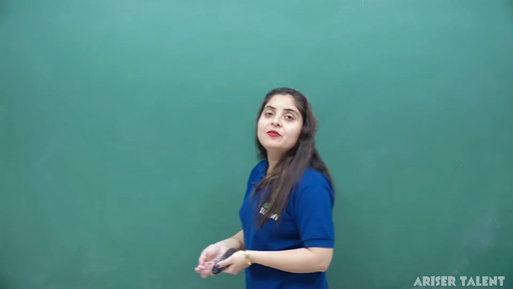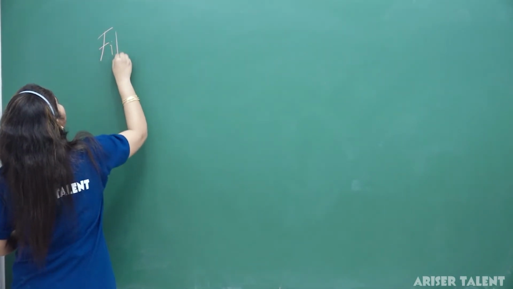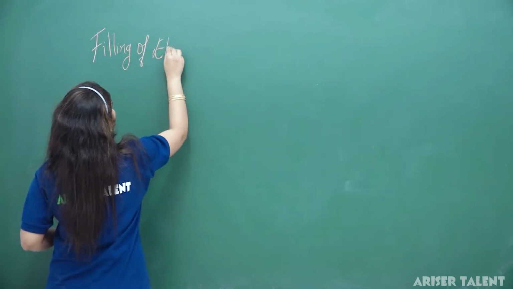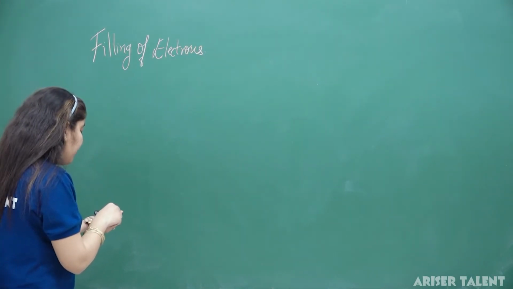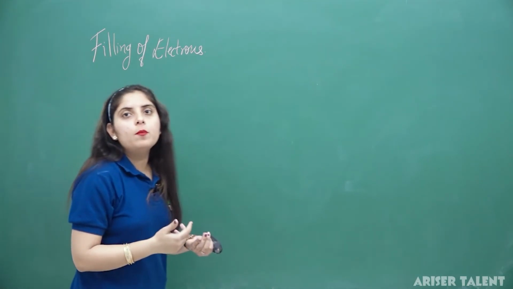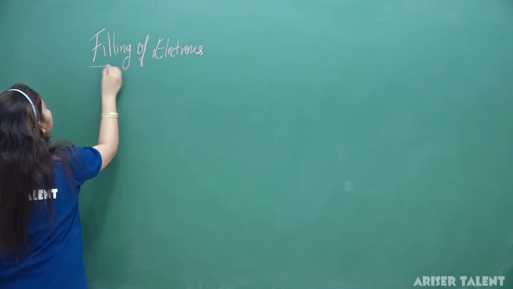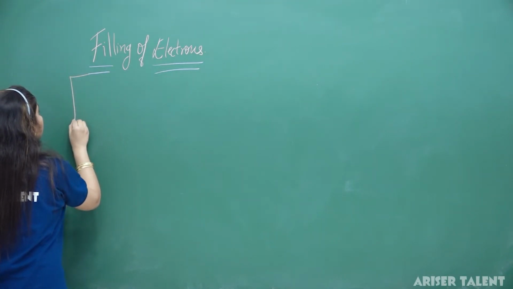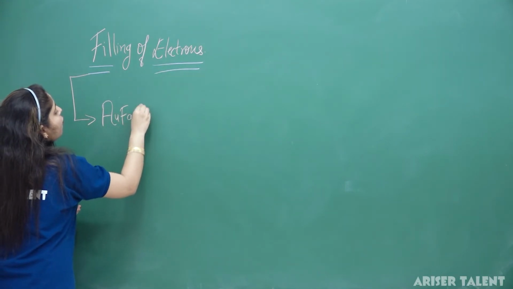So students, now we are going to learn about the filling of electrons in an atom, or filling of electrons in an orbital. So our next topic is filling of electrons. Before that, I want to tell you there are 4 basic methods for filling the electrons in an orbital. The first method is known as the Aufbau principle.